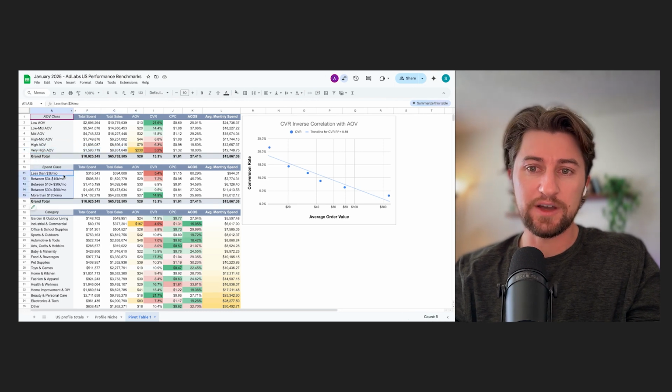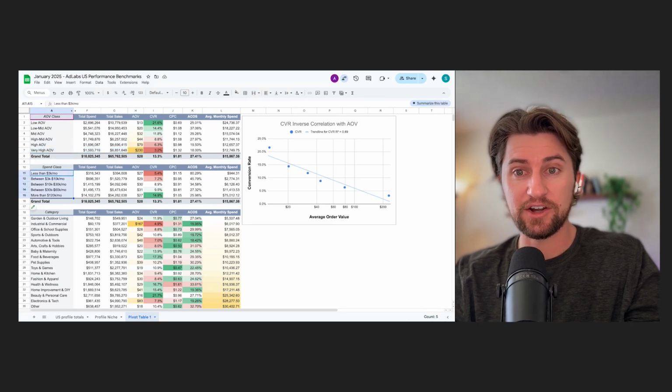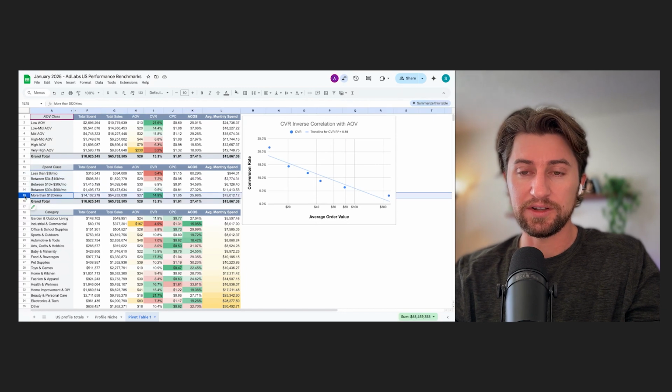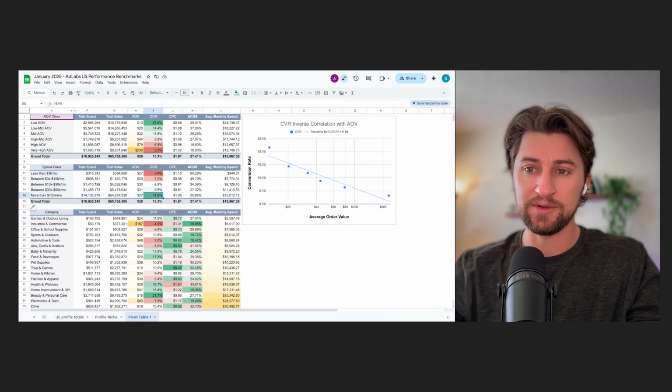And then we also broke things out by spend class. So how much are these accounts spending on average per month? And one clear observation is that brands that are spending a lot are usually going to have pretty decent conversion rates. That's why they're able to spend a lot.